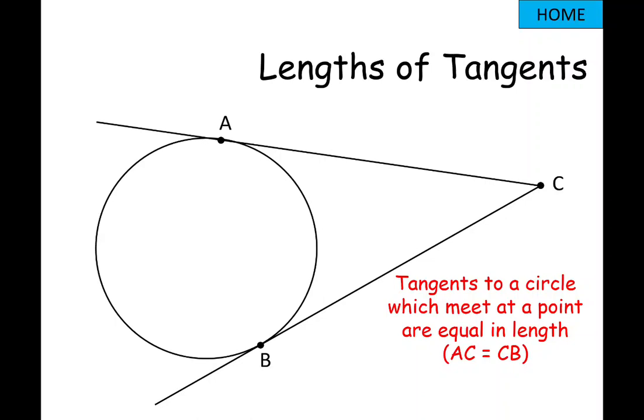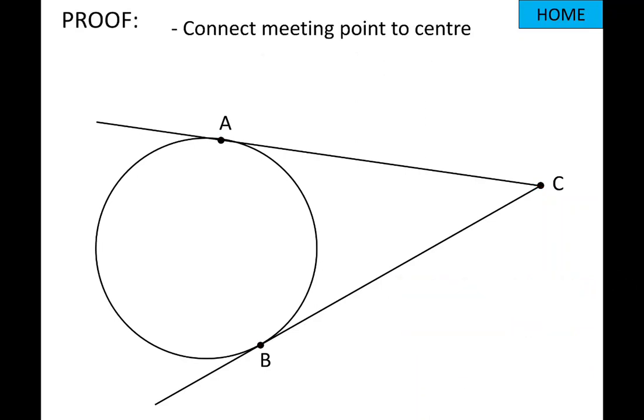Now the lengths of tangents to a circle which meet at a point are equal in length. These are tangents, both are tangents that are touching the circle at one point. If they meet at a certain point, which is C here, that means they are equal in length. Let's prove that.